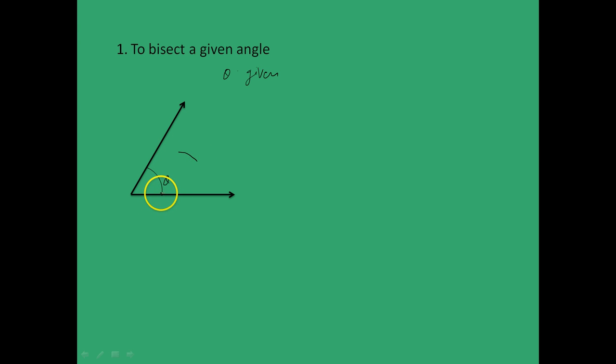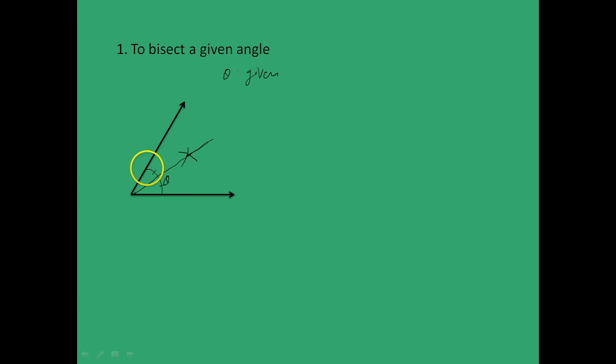and with the same radius but this point as the center, draw an arc and join the vertex and this point, that is the intersection point of the two arcs, and this will be the angle bisector. These two angles will be equal. Let's see how this construction can be justified.